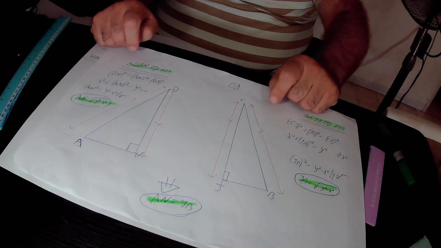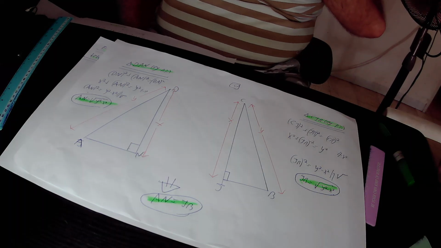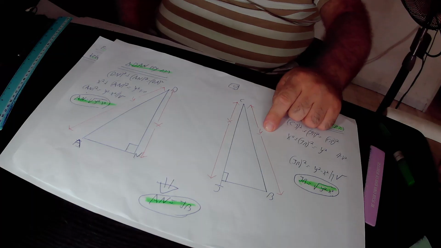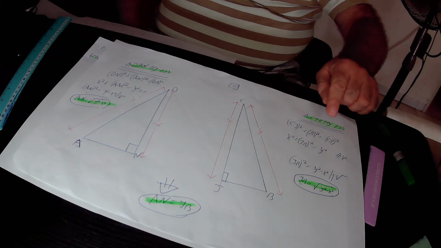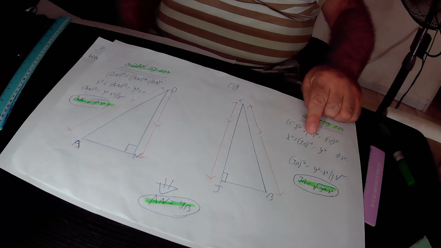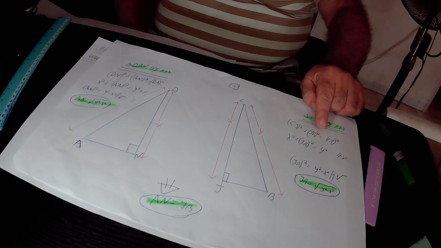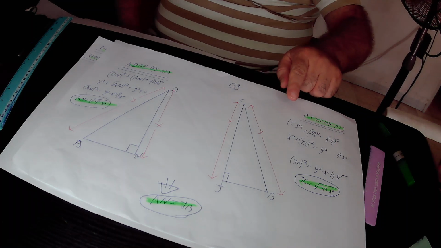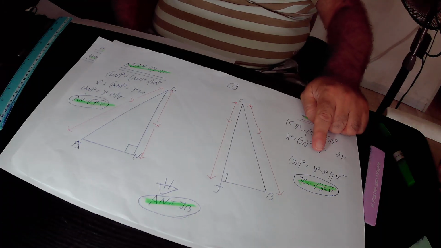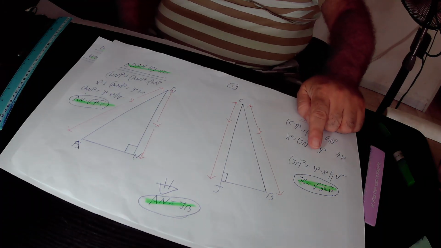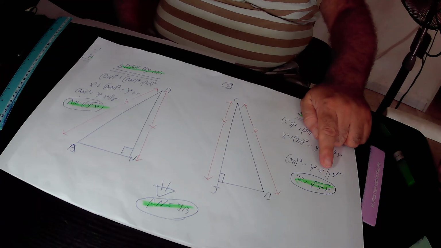Likewise, we implemented the Pythagoras theorem on this right triangle CJB. According to the Pythagoras theorem, y squared equals x squared plus JB squared. Here we subtracted x squared from this equation and found out that y squared minus x squared equals JB squared. Taking the square root, we found that JB equals the square root of y squared minus x squared.